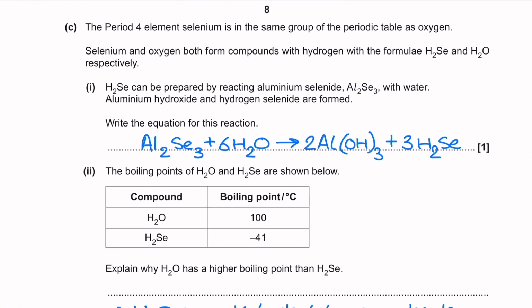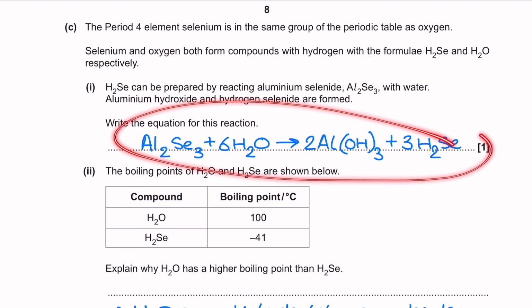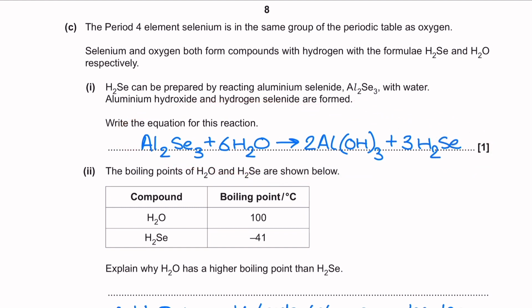Part C. The period 4 element selenium is in the same group of the periodic table as oxygen. Selenium and oxygen both form compounds with hydrogen with the molecular formula H2Se and H2O respectively. Then we're asked to write an equation here, and this is a black hole. If you read through this, it is quite tricky. It's completely off spec in some regard. Like, we don't do this reaction as part of AS or A-level chemistry.